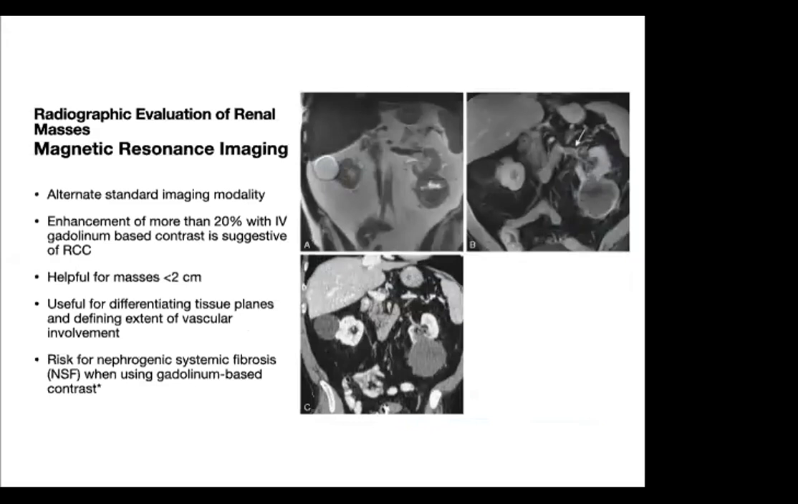MRI is an alternative standard imaging modality, and in this imaging modality, enhancement of more than 20% with IV gadolinium-based contrast is suggestive of RCC. It is helpful for masses less than 2 centimeters. It is also useful for differentiating tissue planes and defining extent of vascular involvement. However, there is a risk for nephrogenic systemic fibrosis when using gadolinium-based contrast. So in these pictures, in picture A, which is pre-contrast, we have a lower pole tumor in the left kidney. In image B, we have a visible thrombus in the left kidney, shown by the arrow, and C is the cortical phase.